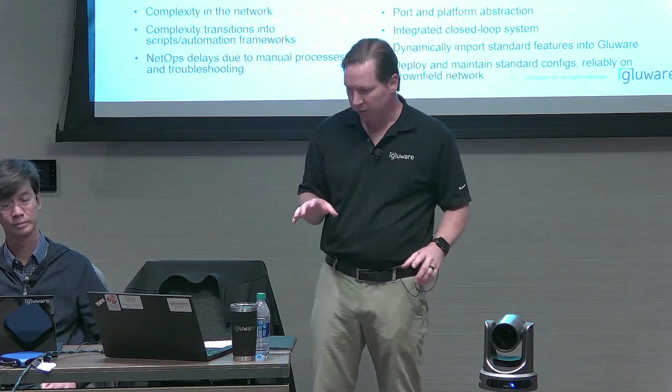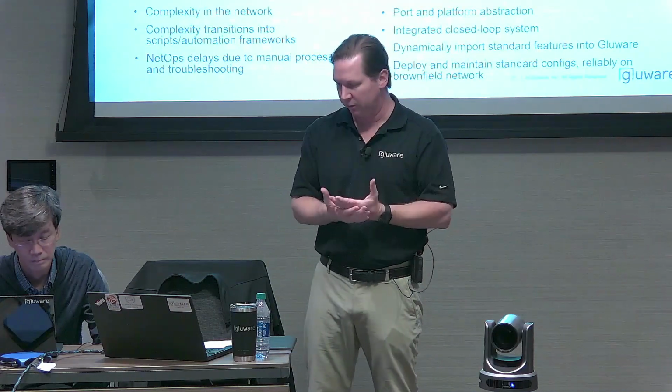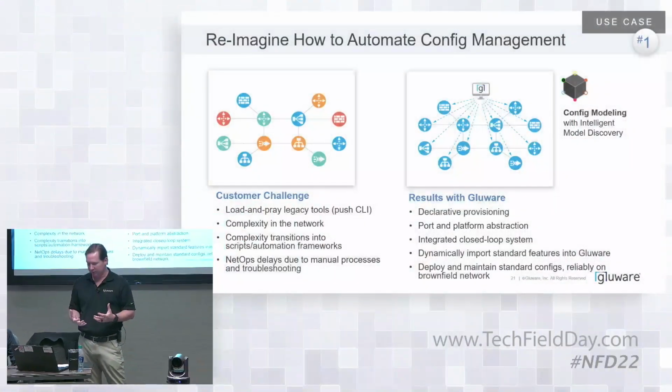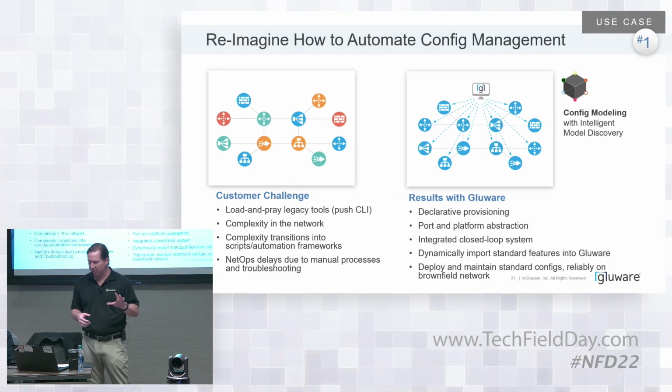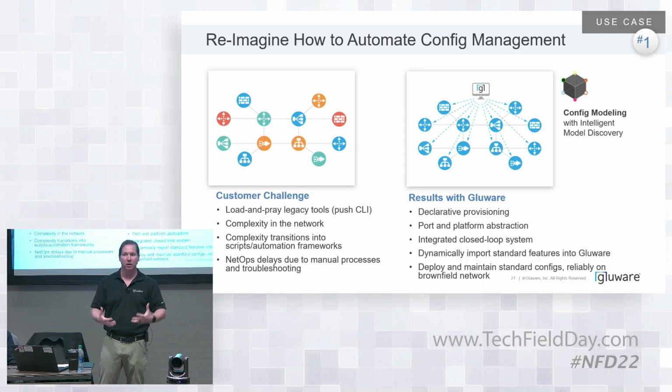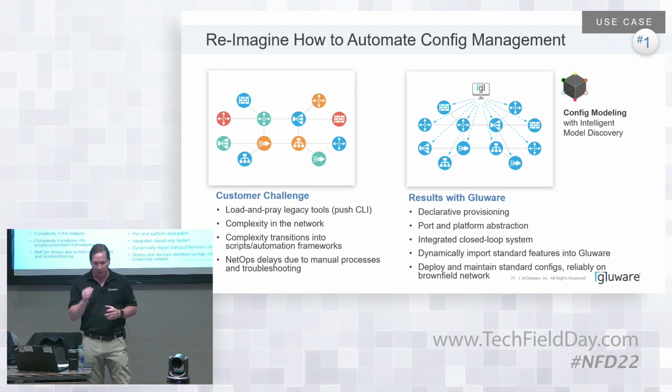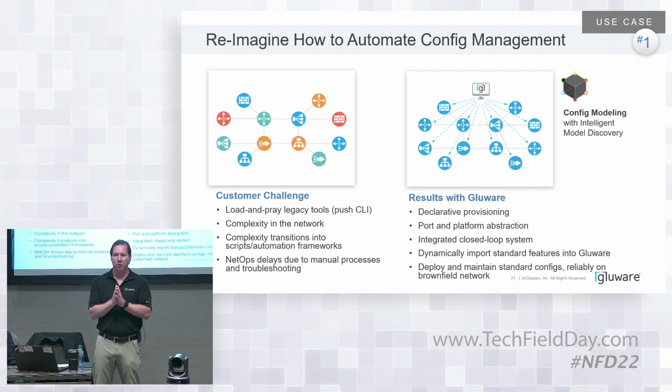So with Gluware, we're going to show you in some detail how we do declarative provisioning, how we accomplish abstraction, and how we are closed loop in terms of integrated verification. We're going to show this through our technology, again, called config modeling. It's our approach to config management, dynamically data modeling or leveraging a data model to accomplish it. And then a very new capability we introduced in our last release, which we've refined in our latest release, called Intelligent Model Discovery, which is able to read off a network device and create those data models on the fly. So I'm sure one of the questions is, well, how do you build the data models? We're going to show you just that.